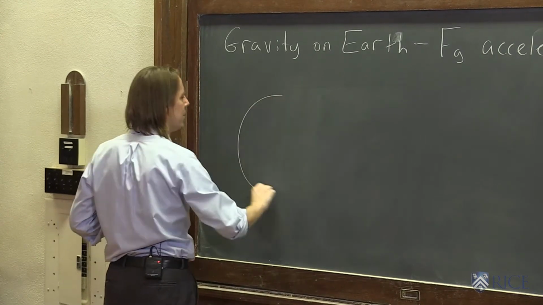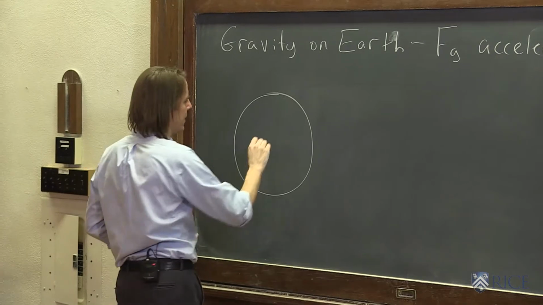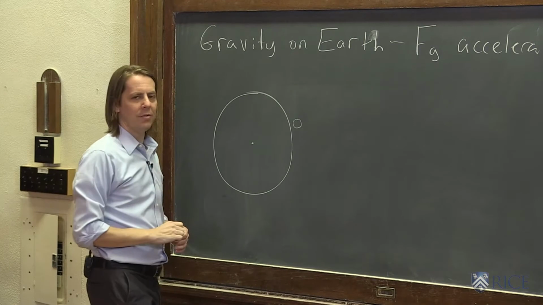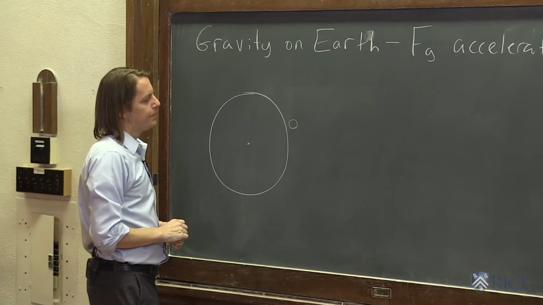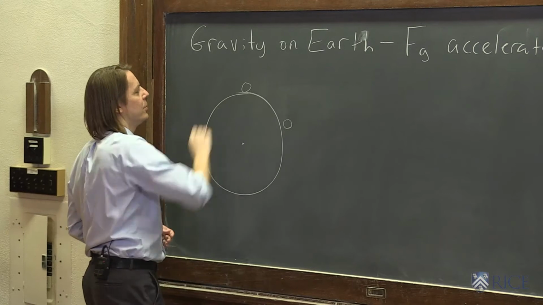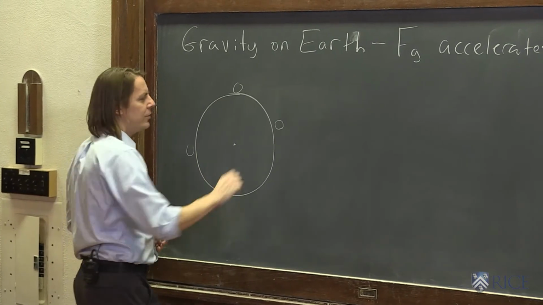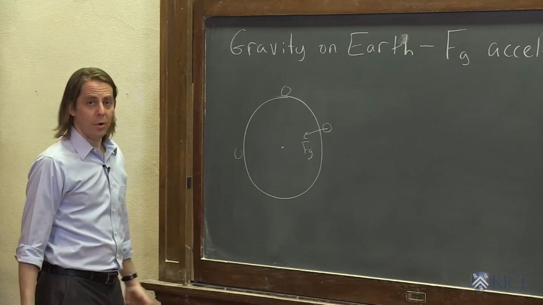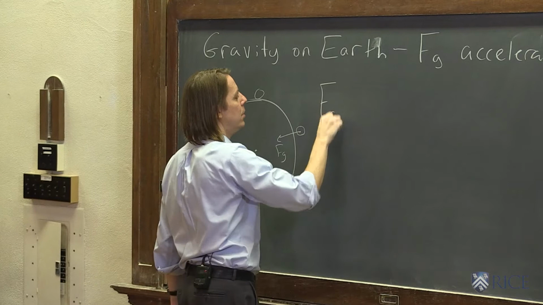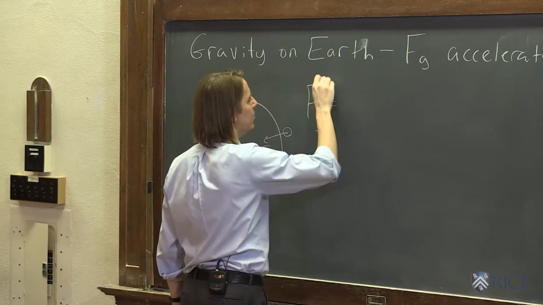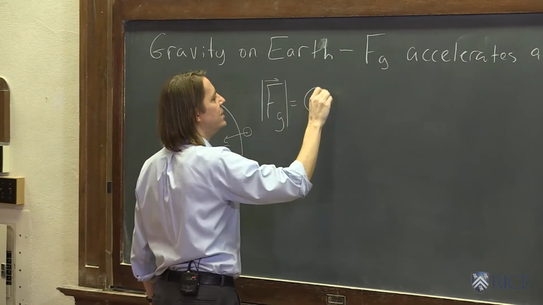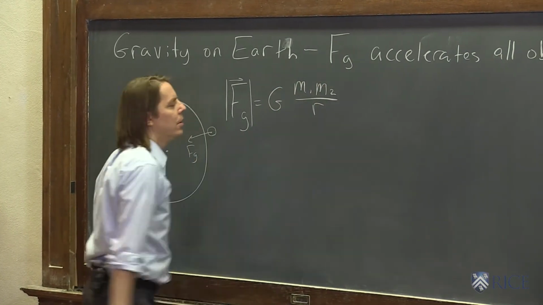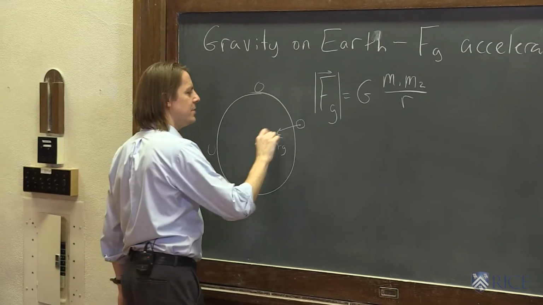So let's say here is the Earth, and here's the center of the Earth, and here is something that we want to calculate the gravitational force on, and it's near the surface. It could be anywhere near the surface. It could be up here, it could be over here. So the force on this thing, we could draw like that, Fg. And we know universal gravitation is always true: big G, m1, mass of the Earth, m2, mass of the thing, and r is the distance from the center to the center.